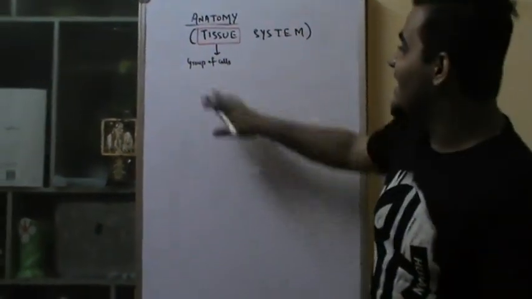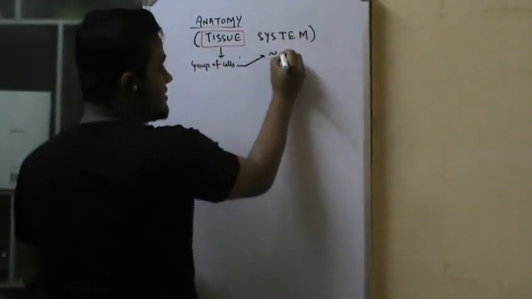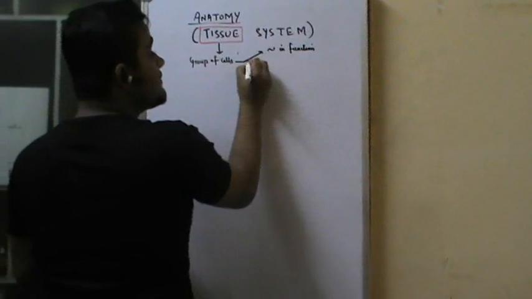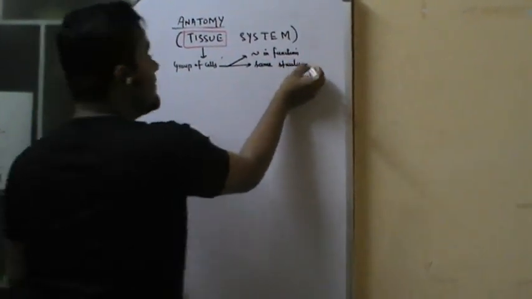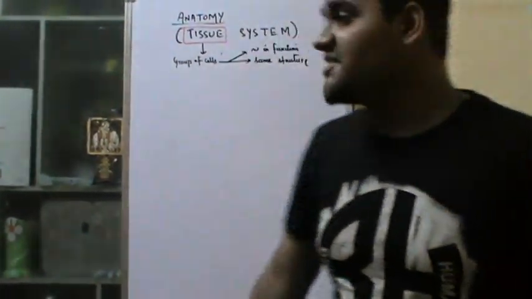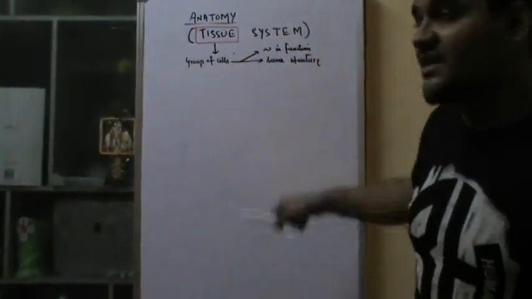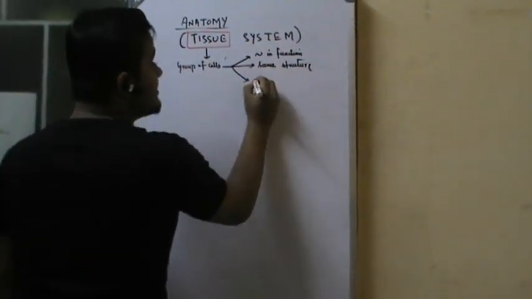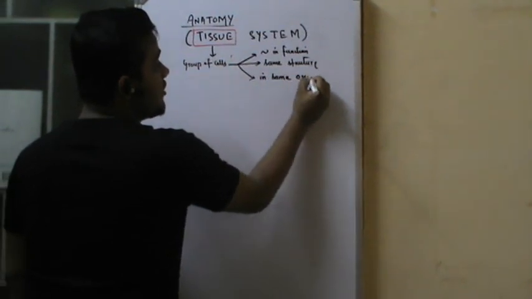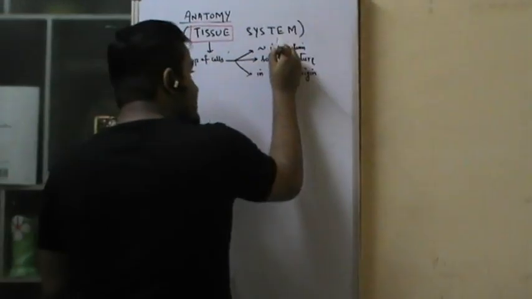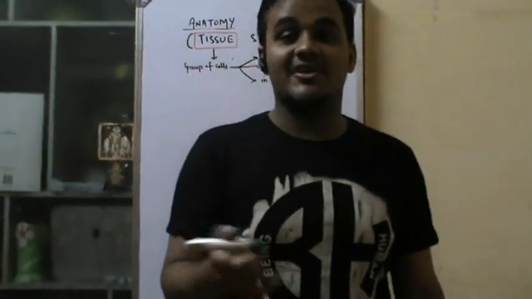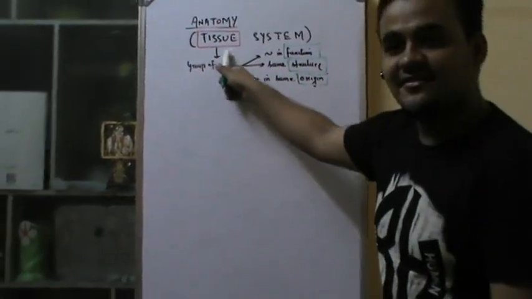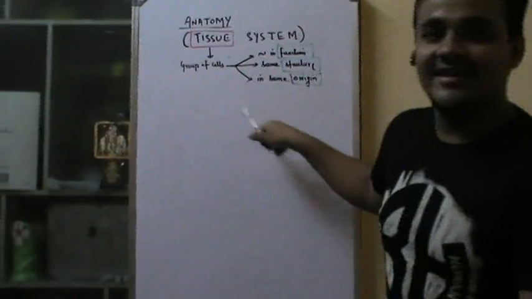NCERT exemplar says that tissues are groups of cells that perform similar functions, on an organ of the same site or the same structure, and which are of the same origin. You have to remember this. Function same hona chahiye, structure same hona chahiye, jispe wo act kar rahe hain, aur unka origin same hona chahiye. These types of cells are called tissues. समझ आ रही है बात? 9th standard definition सब ने रटी है, 11th standard definition थोड़ी modified है. So just remember this.